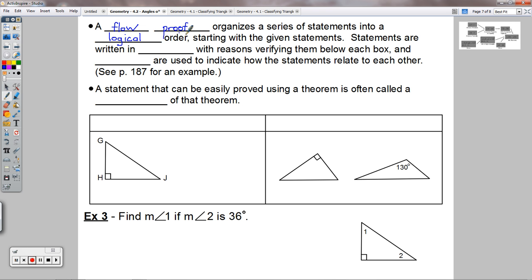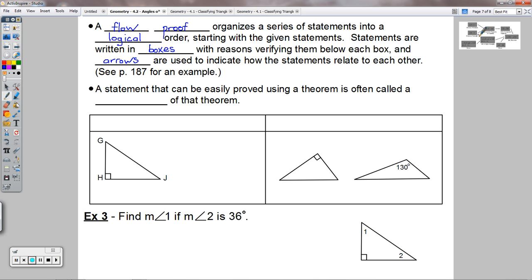So a flow proof, logical order, starting with the given statements. Statements are written in boxes. This is a miniature example of a flow proof. So boxes here, the gray, and then you write the verifications underneath those boxes. So reasons verifying them below each box, and arrows are used to indicate how the statements relate to each other.